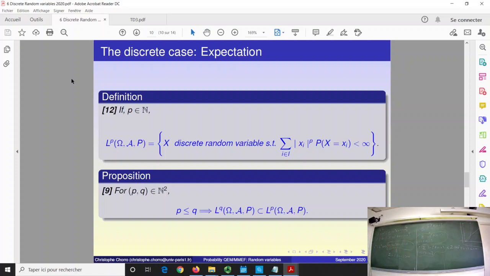But why is the first finite? Because this one is less than 1, so this one is less than 1. So this one is less than the sum of the probability that x equals xi, and I know that, so it's not the sum over all the terms, but in each case I can say that it is less than 1 because the sum of all the probabilities is 1. Okay?